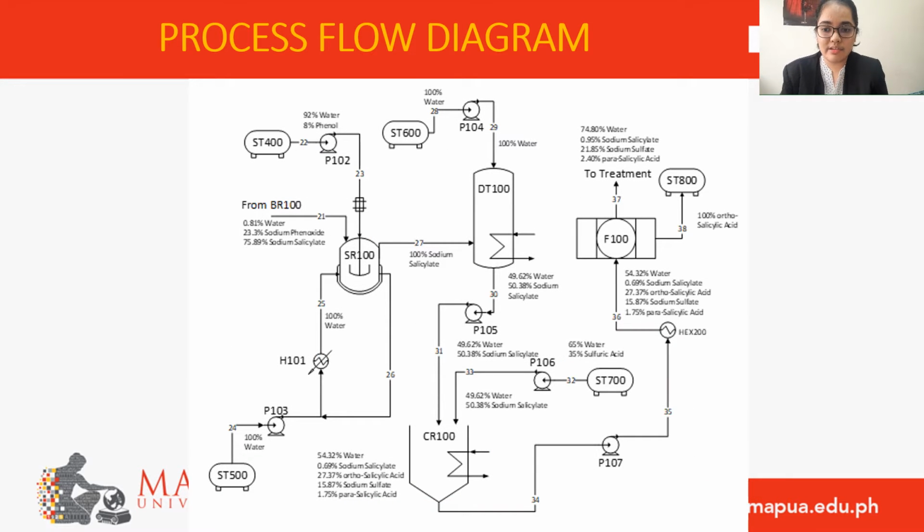In the last section, the amount of sodium salicylate from the FBR is enhanced by injecting liquid phenol into the CSTR, which is operating at 160 degrees Celsius and 540 kilopascals. After that, the product is sent to the dissolving tank where it is dissolved in water. The resulting solution is then pumped to the crystallizer where it is reacted with sulfuric acid to form salicylic acid and its salts. Crystal orthosalicylic acid is finally obtained through filtration and the other byproducts are taken to treatment.